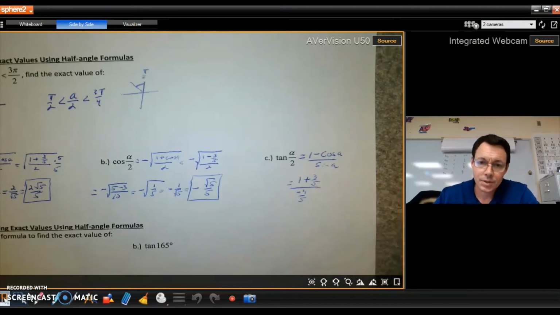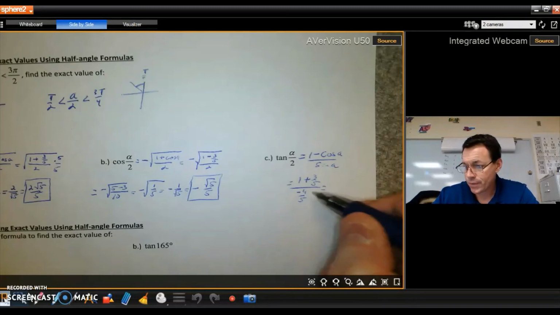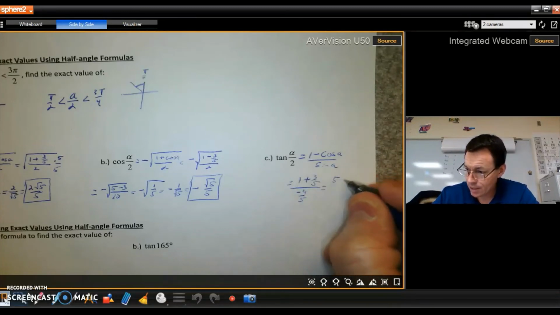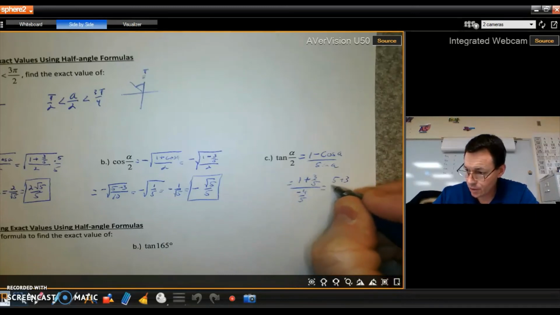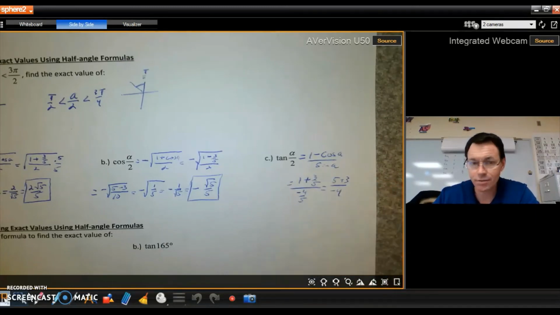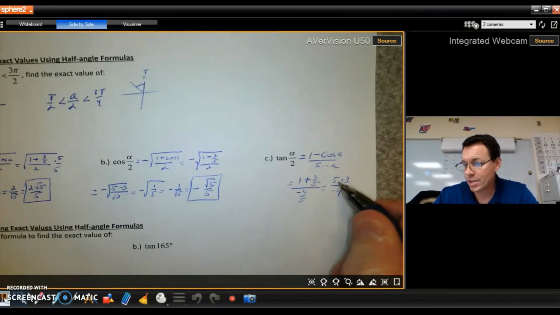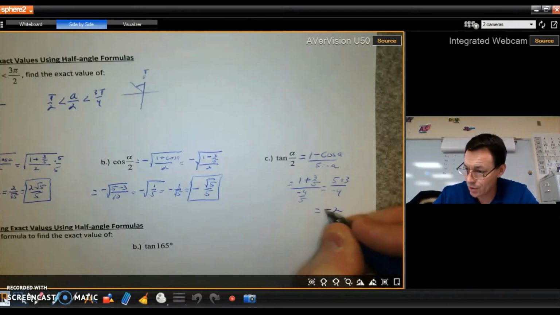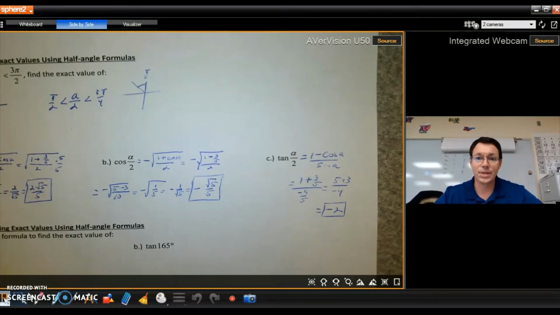Again, there's a couple ways to handle this. I like to just clear my fractions first. I'm going to multiply everything by 5. It's going to give me a 5 out front, but then this is going to turn into just a 3, and this is going to turn into just a -4. And so literally all I have is 5 plus 3, which is 8, divided by -4 is -2, and that is done. That's your answer. Okay, so those are the half angle formulas.